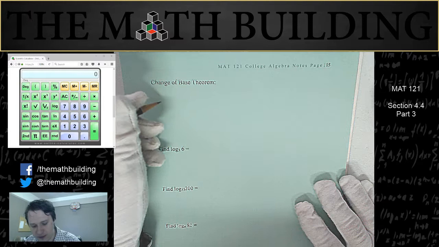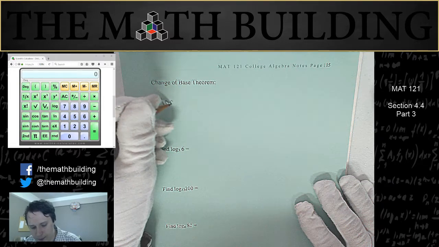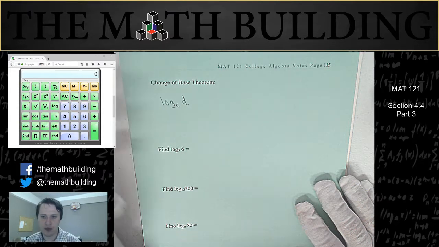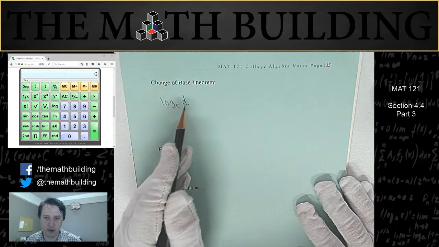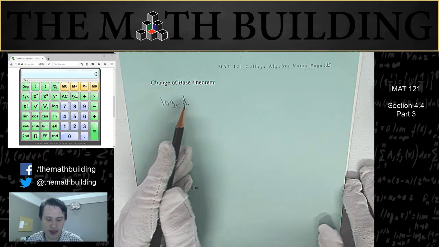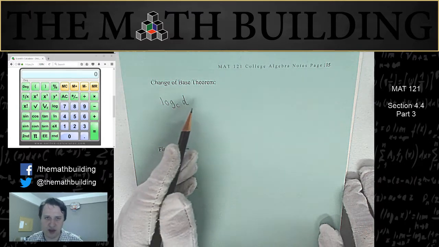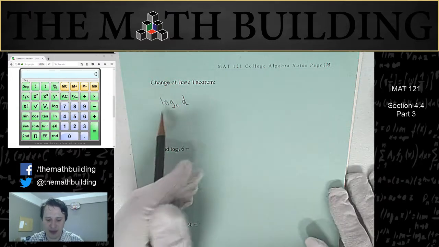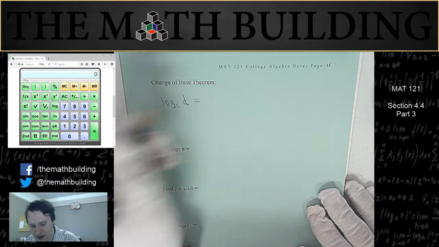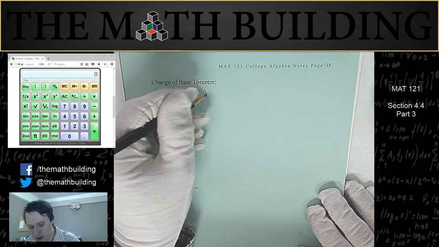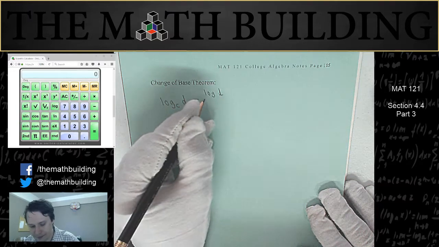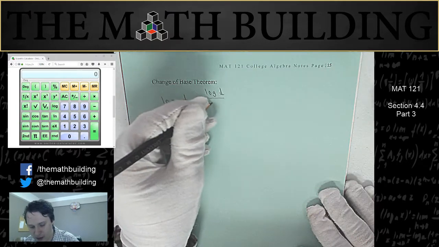So here's how it works. Let's say you have a log of some base on some number. So you're saying c to the what equals d, and say it's something hard like 3 and 7. So 3 to the what equals 7? Well, it's going to be a decimal, but we can't use a calculator to figure it out. Here's what the change of base theorem says. This is equal to the log of d, the log of your number, divided by the log of c.